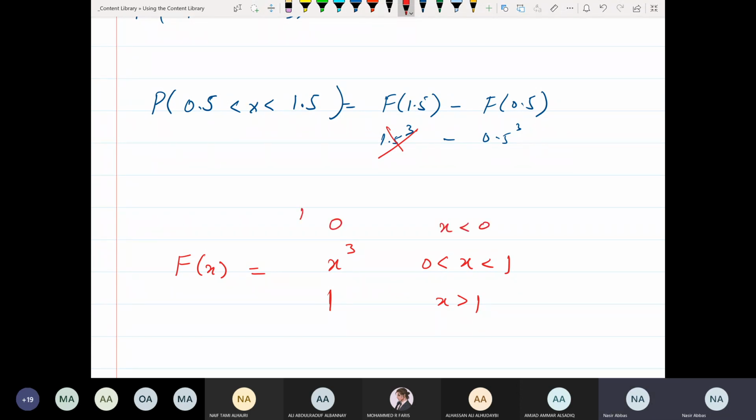Below 0, there is no probability. Above 1, there is all the probability. And in between 0 and 1, the probability is X cubed. That's what capital F of X is saying. So the correct way of writing is 1 minus 0.5 cubed, not 1.5 cubed minus 0.5 cubed. These are all the possible mistakes I usually see from time to time in exams. So the point is to avoid all these mistakes and take care of the domain for every question.